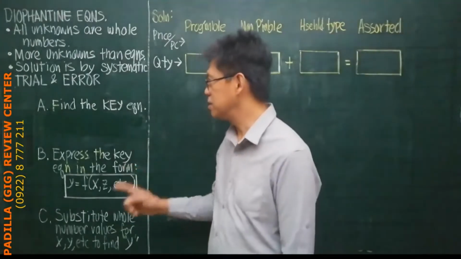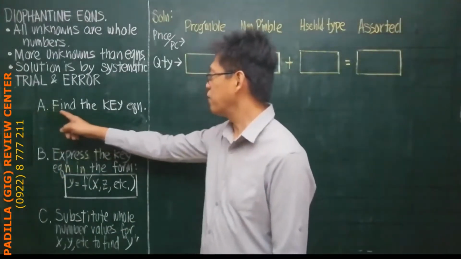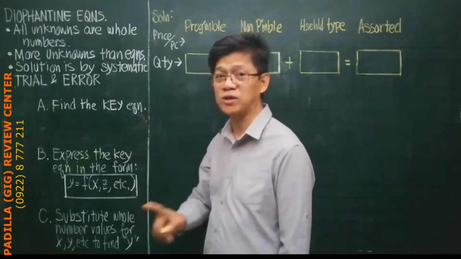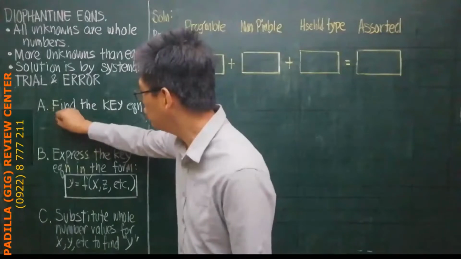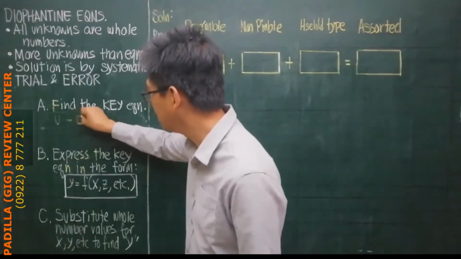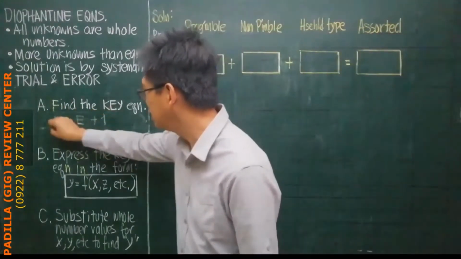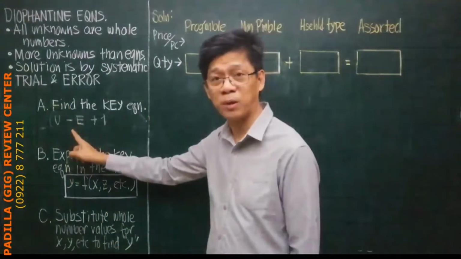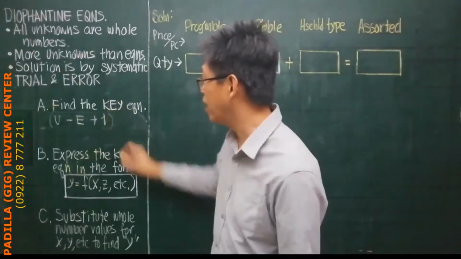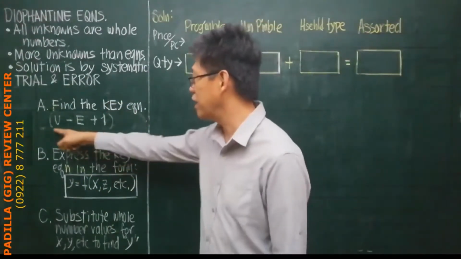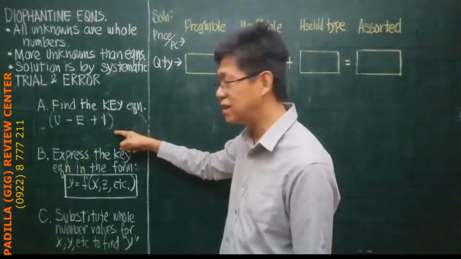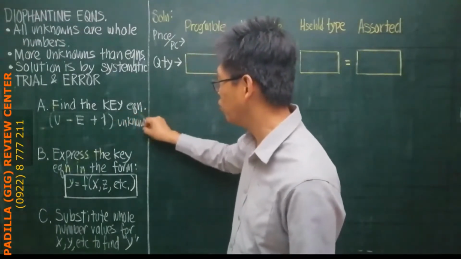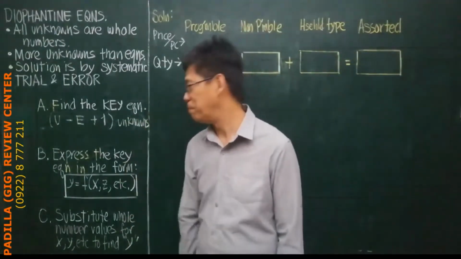And the system is this. One, find the K equation. You will know the K equation if U minus A plus 1, where U is the number of unknowns and A is the number of equations, plus 1, is the number of unknowns it contains. I'll explain it with the solution of this problem.